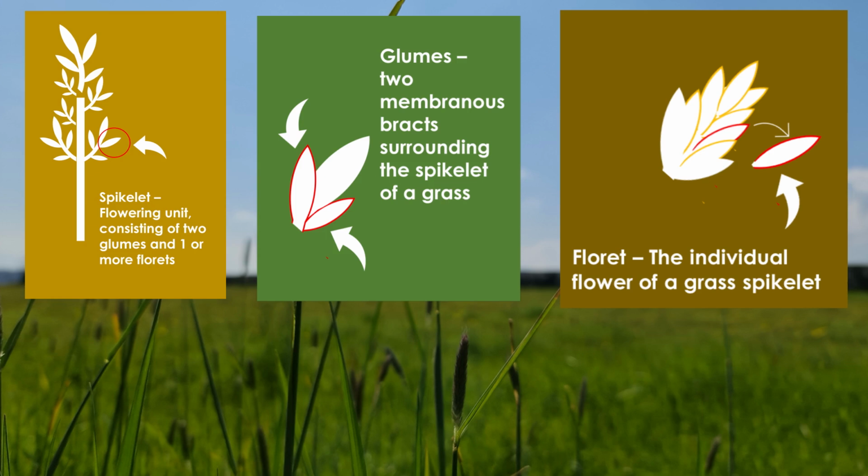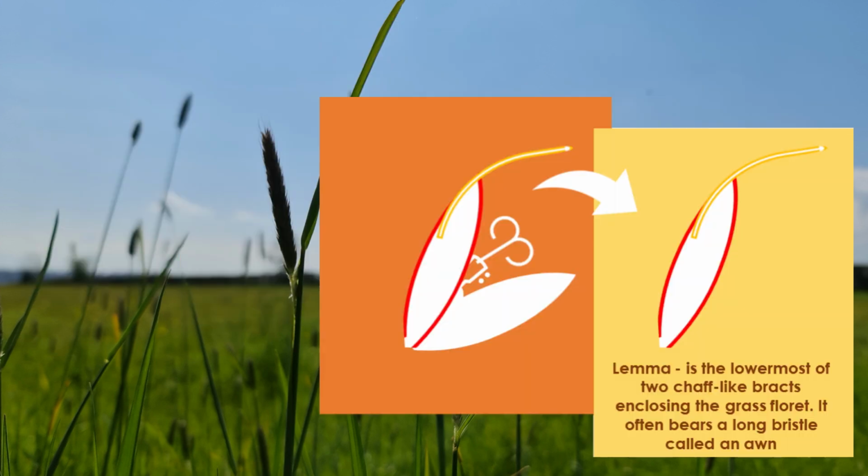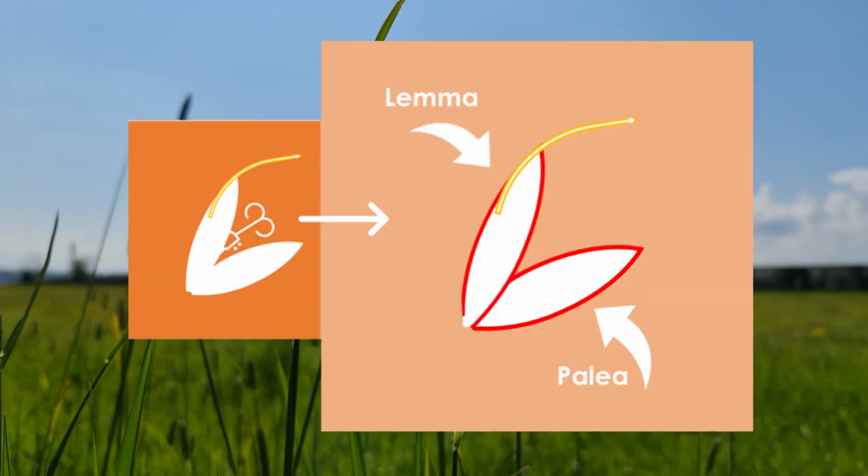The florets can then be looked at individually, but noted that this is usually only necessary for really learning the grass keys. Each floret is made up of a lemma and a palea, and the lemma is normally where the awn is if the species has awns. Inside and between the lemma and palea is where you find the reproductive organs for the flower.